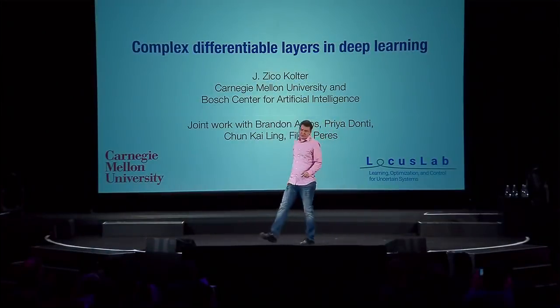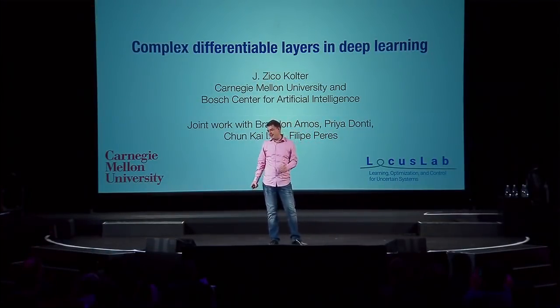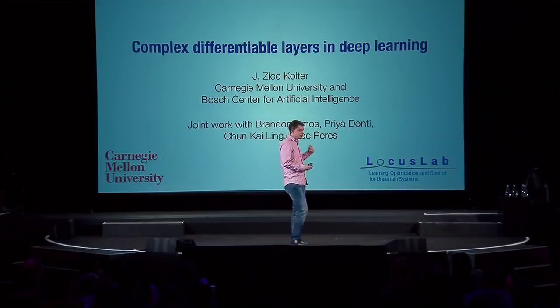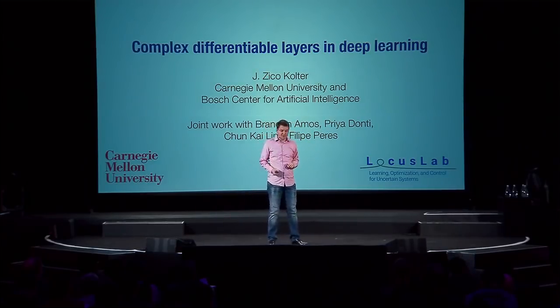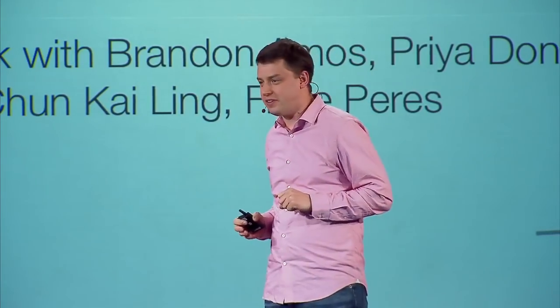All right, hi everyone. I'm Zico Kolter. I am a faculty member at Carnegie Mellon University. I'm also chief scientist of AI research at the Bosch Center for AI. And what I want to talk about today is complex differentiable layers in deep learning.